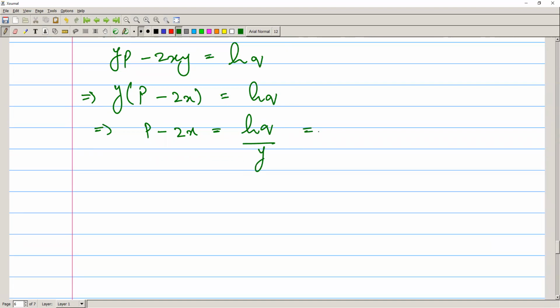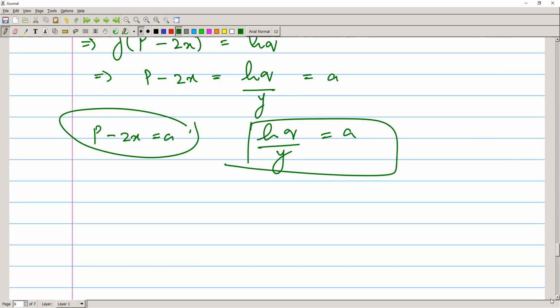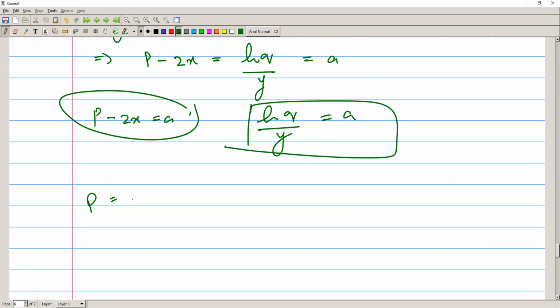So we can say it is equal to a. So p minus 2x is equal to a, right? And ln q over y is equal to a, right? So p is equal to a plus 2x, where ln q is equal to ay. And to remove this ln, we can take e to the base on both sides. So this ln will be canceled out. This implies that q is equal to e to the power ay.